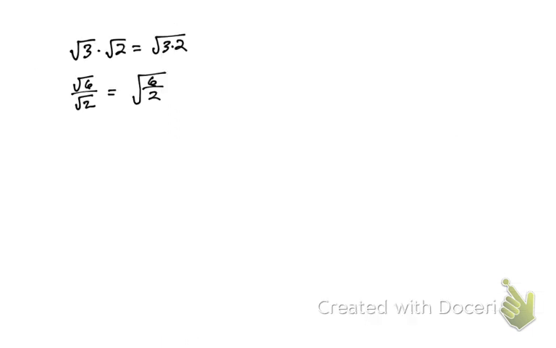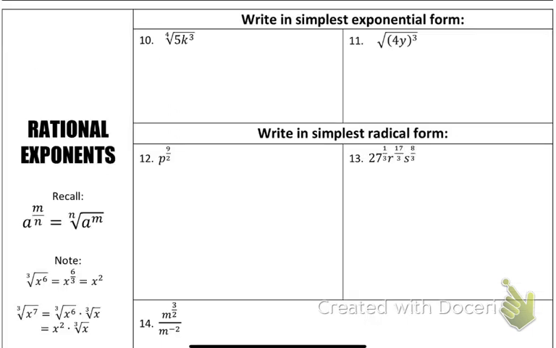The last thing we're going to talk about is, hey, square roots can be written as exponents. Square roots can be written as exponents. So I put a little recall there. Recall that a to the m over n equals the nth root of a to the m. I also picked out two very close problems that are slightly different in answer.